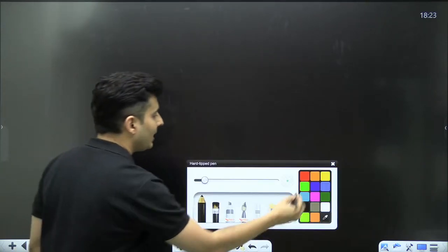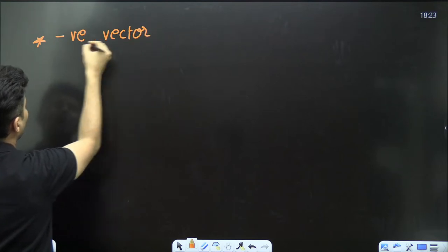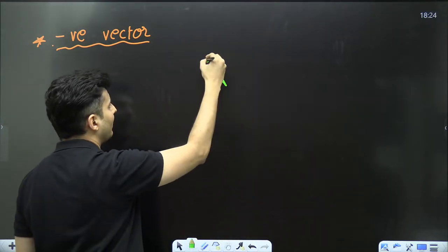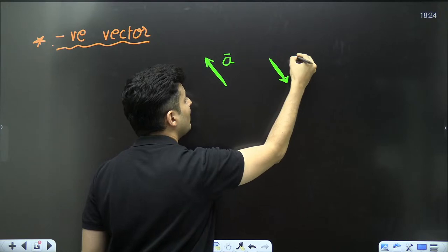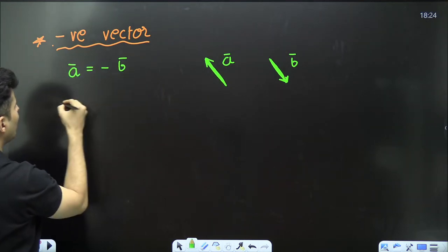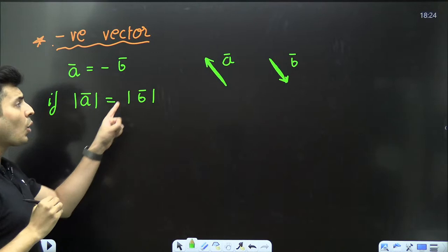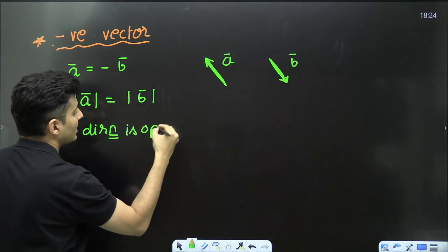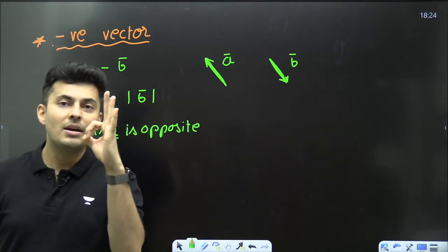The next thing that you have is a negative vector, guys. What is the meaning of the term negative of a vector? Imagine I have a vector like this. This is A bar. I have another vector exactly opposite, but of the same length. So guys, A bar is negative of B bar if the magnitude of A is equal to the magnitude of B, and the direction is opposite. The direction is what, guys? Opposite. Is that clear? Very good. That is then said to be negative of a vector.